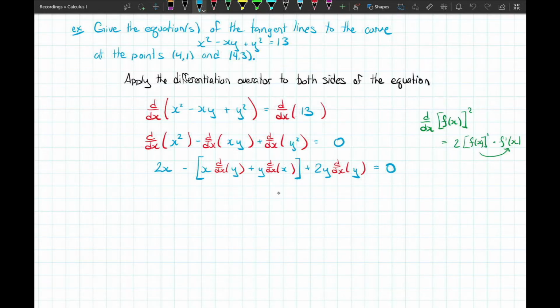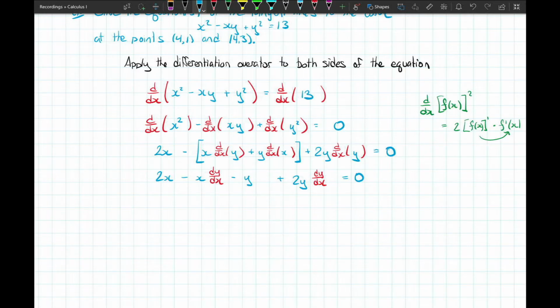So this means that we're going to get an expression that involves x's, y's, and dy by dx's on the left-hand side here. And what we have at this point in time is called a differential equation. It's an equation that involves our dependent variable y as well as its derivatives. And it's actually this derivative, dy by dx, that we need, because it is going to give us the slope of the 2 tangent lines. So we can rearrange this differential equation.